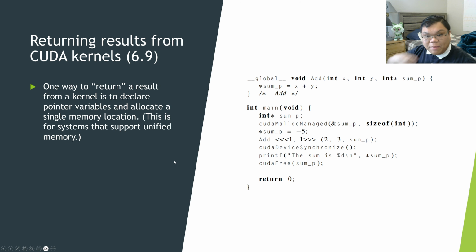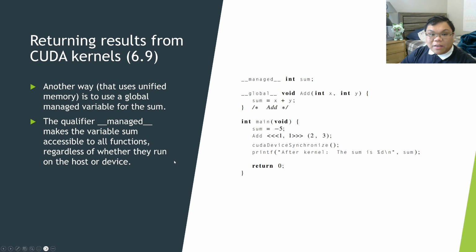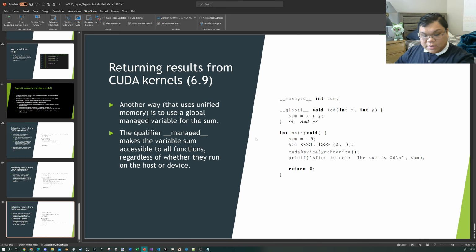This is meant for systems that support unified memory. There are ways to do that that don't use unified memory. There is another way where you create a global variable that has a qualifier managed, and then you can go about it like this. So that's section 6.9.